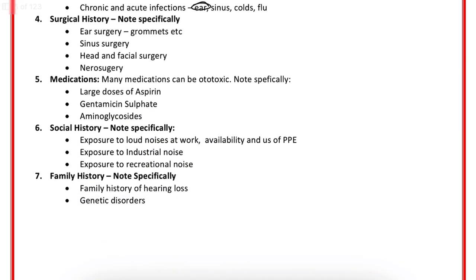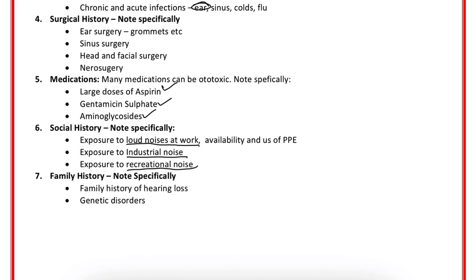Next, medications. As I mentioned before, many medications can cause ototoxicity, for example aminoglycosides, gentamicin sulfate, and large doses of aspirin. Next, social history. Patients with more exposure to loud noises at work, industrial noise exposure, or recreational noise can have problems with the tympanic membrane or eardrum, and that patient will lose some hearing capacity also. That's why social history is very important.